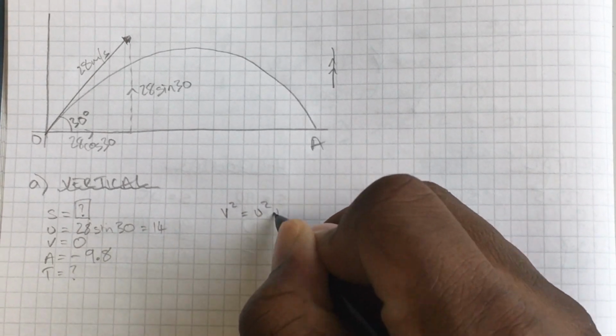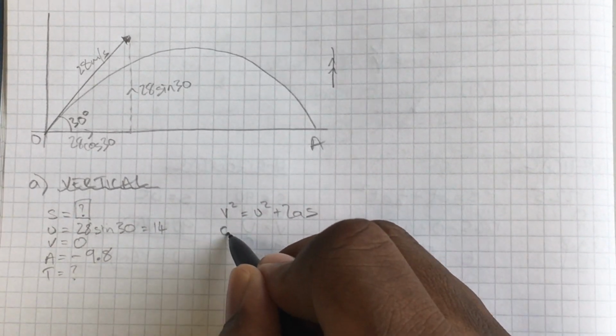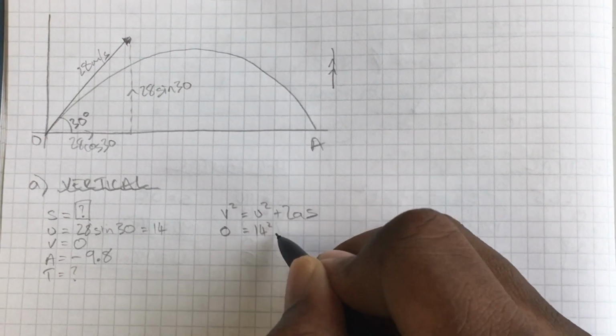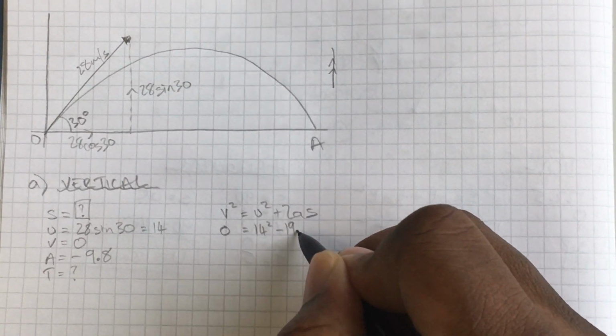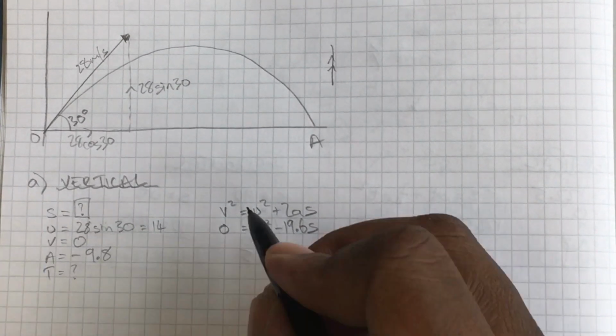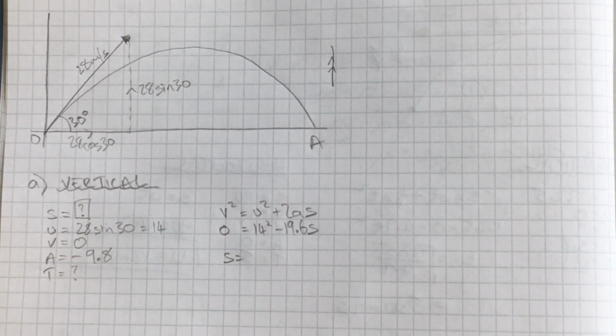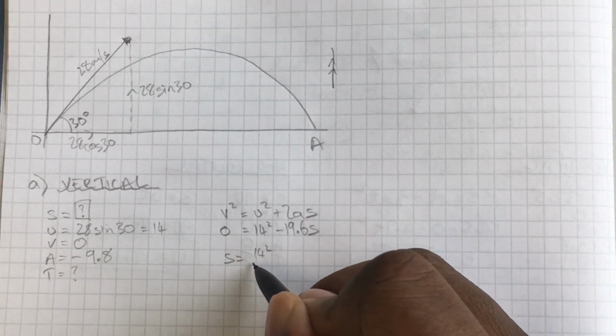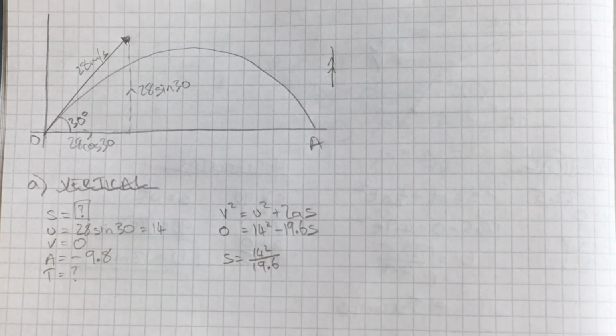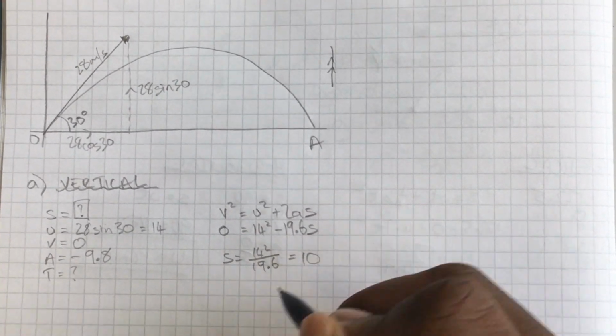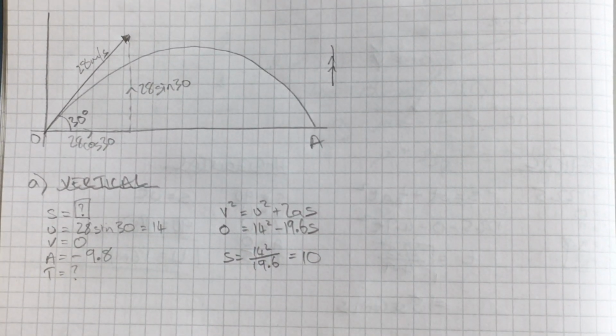V squared equals U squared plus 2AS, and substitute those values in. Okay, rearranging, S gives us a round value of 10. So the greatest height that this particle is over the ground will be 10 meters.